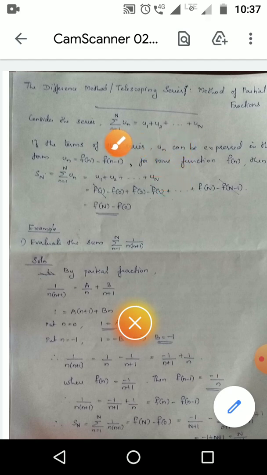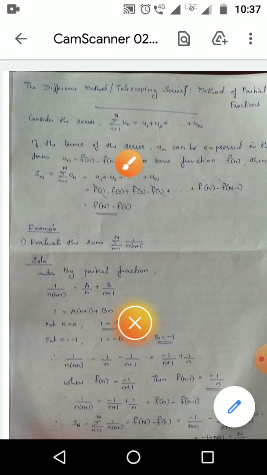Consider the series. Here we are considering not the infinite series, but a series having a finite number of terms. So consider the series sigma n is equal to 1 to N. Note that the summation is not from n equal to 1 to infinity, it is from n equal to 1 to capital N. So some finite summation. Sigma n equal to 1 to N un is equal to u1 plus u2 plus etc plus uN. So only N number of terms is here.